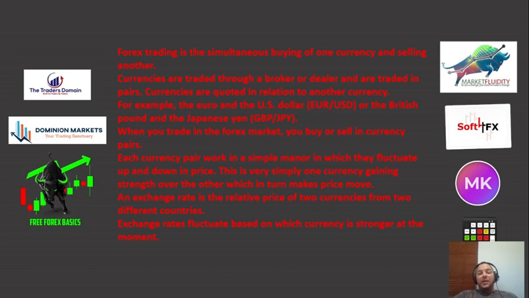An exchange rate is the relative price of 2 currencies from 2 different countries. Exchange rates fluctuate based on which currency is stronger at the moment. So in other words, in terms of the pound versus the yen, if the pound's economy is going well and everything's going great and there's good market sentiment, you will find that the pound will move up against the Japanese yen, which means the pound increases in value, while the Japanese yen loses strength.